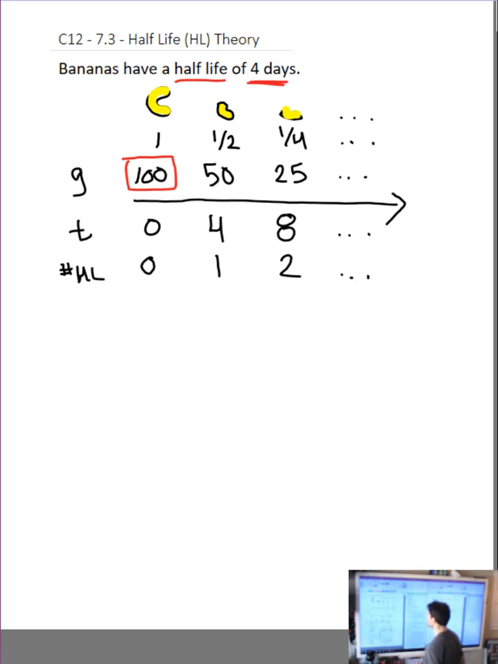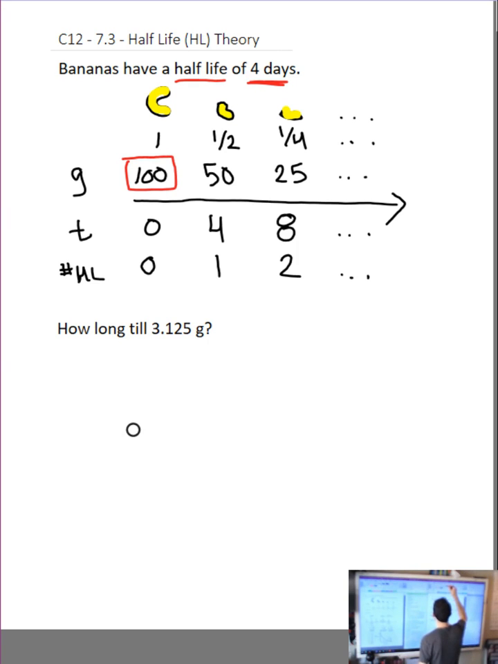So now let's take a look at a couple of word problems. So let's start off with how long until 3.125 grams? How long until 3.125 grams?